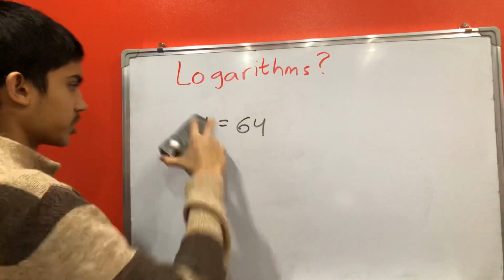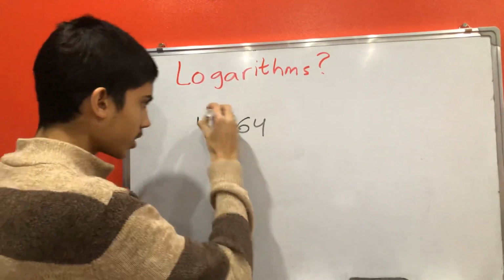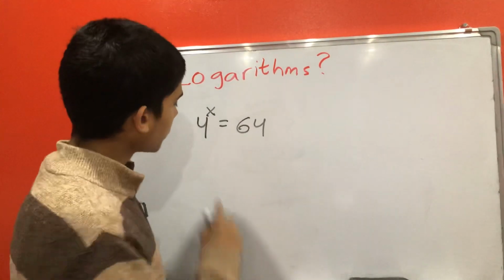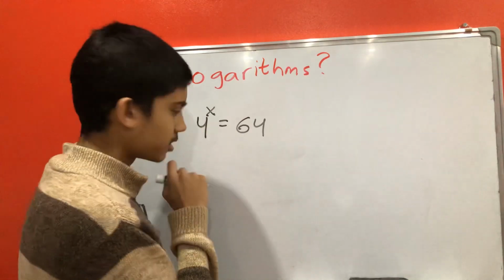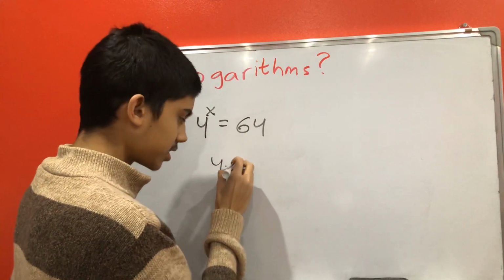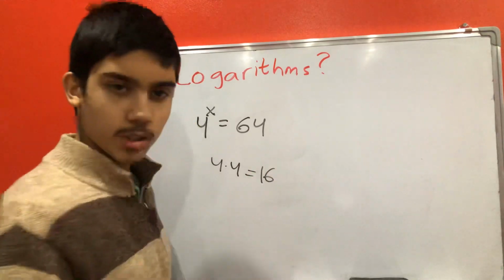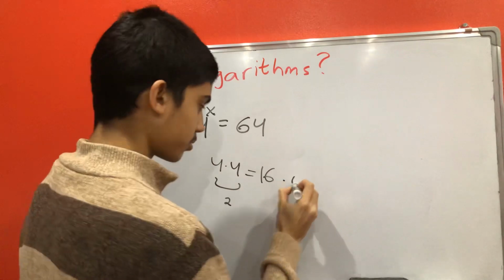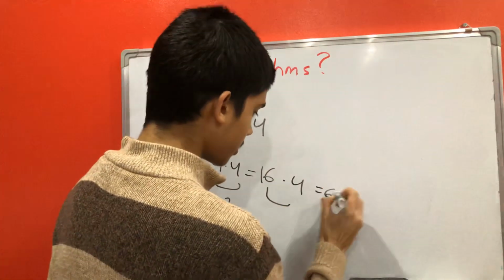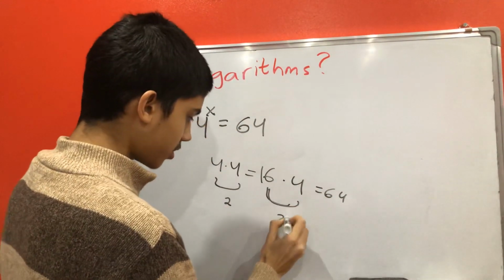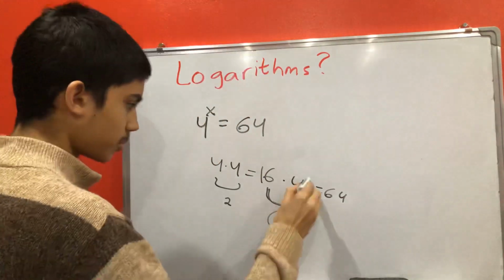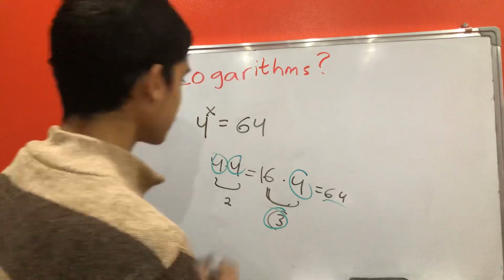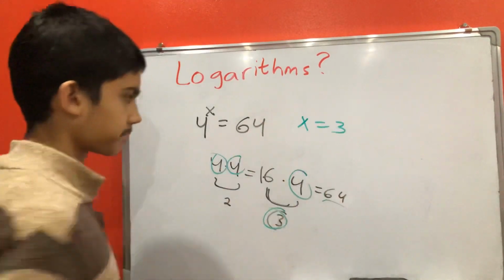If I ask you this question, 4 to what power gives me 64? What would you say? Well, you'd say, okay, 4 to something has to give me 64, so I'm going to multiply 4 until I get 64. 4 times 4 is 16. Okay, that didn't work, so that was squared. 16 times 4, oh, it's 64. Well, how many times did I multiply? 3. Or in other words, I can just count the number of 4s: 1, 2, 3. So we're going to say that x is equal to 3.